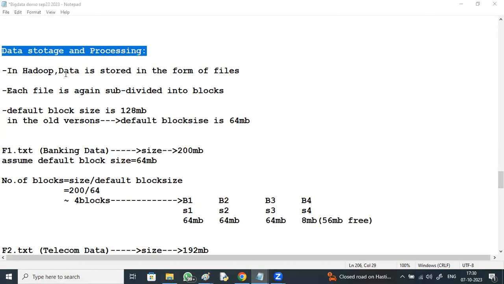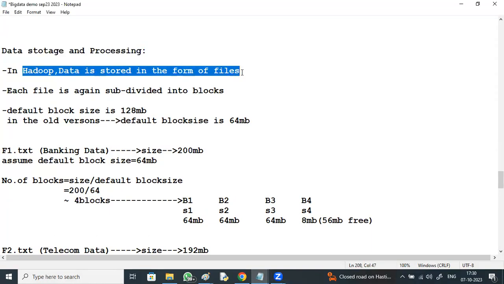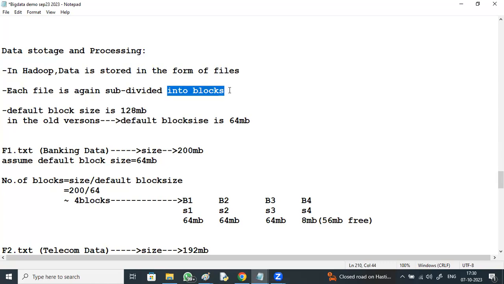In Hadoop, data is stored in the form of files. Each file is again subdivided into blocks, which means a file is divided into blocks: block 1, block 2, block 3, in this way, multiple blocks. Blocks are distributed across the nodes.